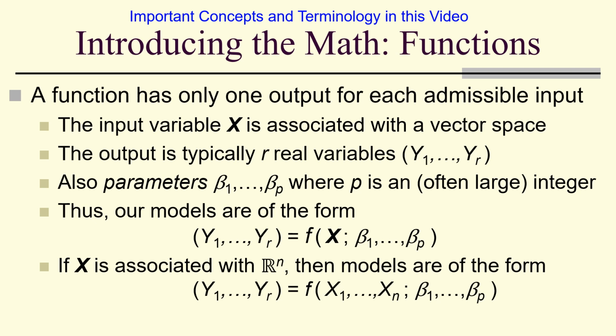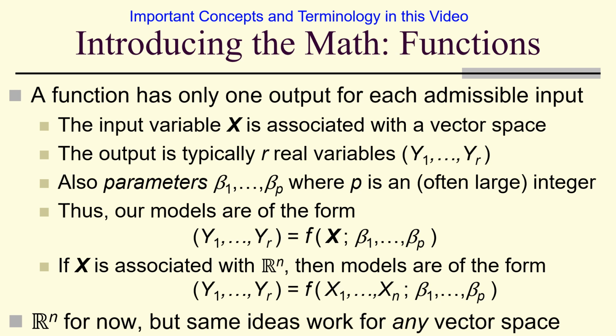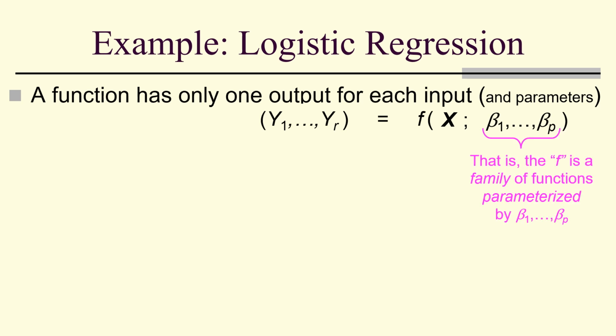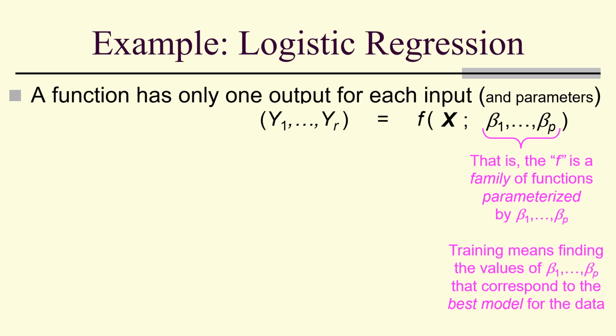If x is associated with Rn, then our models look like this. The y1 to yr is a function of x1 to xn, and there also are parameters. For now, we're just going to use Rn, but we can use these ideas for x associated with any vector space. A function has only one output for each input and some parameters. So the function is actually a family of functions parameterized by its parameters. Training means finding the values of the betas that correspond to the best model for the data.